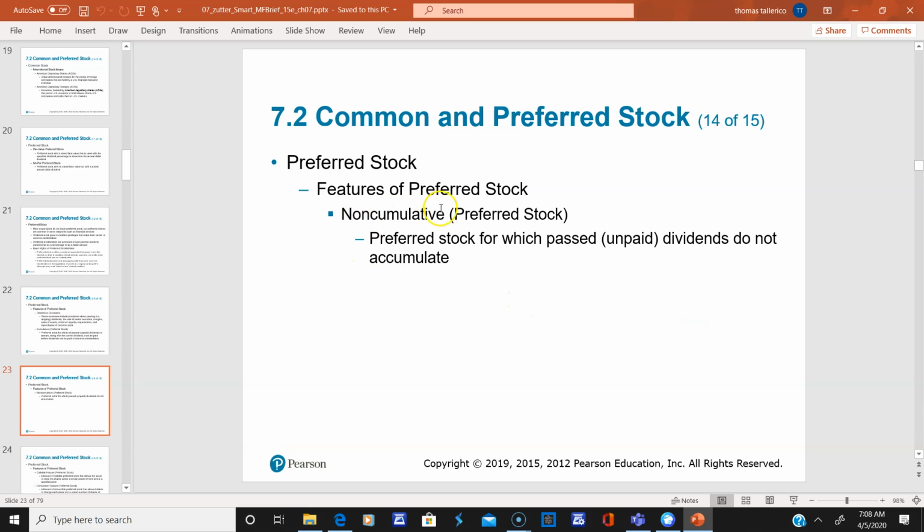And there's what's called non-cumulative preferred stock. Depending on whether you have cumulative or non-cumulative preferred stock, unpaid dividends do not accumulate. So if you're going to buy preferred stock, it's important to see whether you've got cumulative or non-cumulative, to see whether any dividends that are not paid will be paid up front.